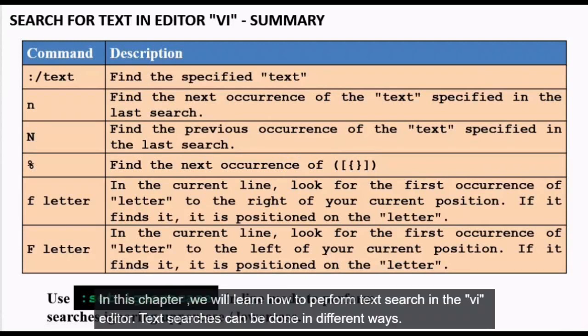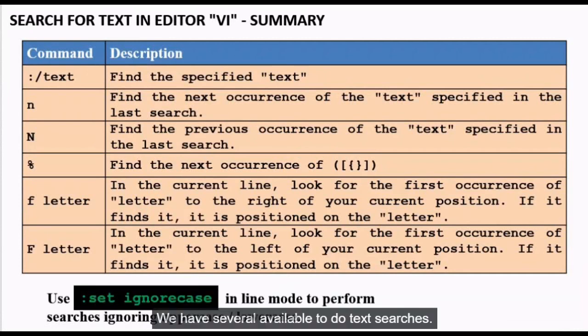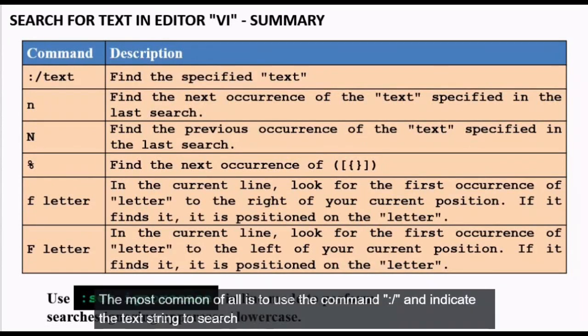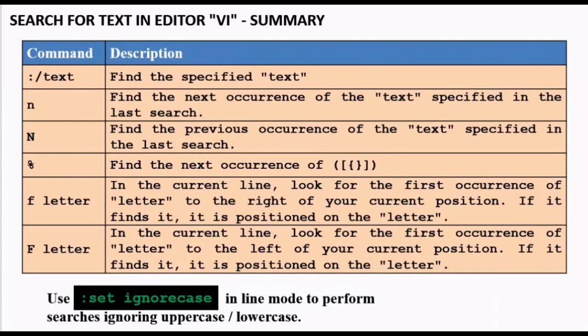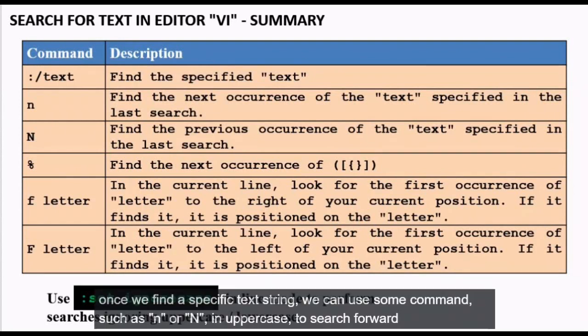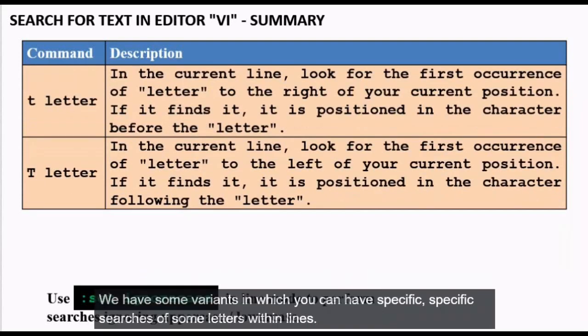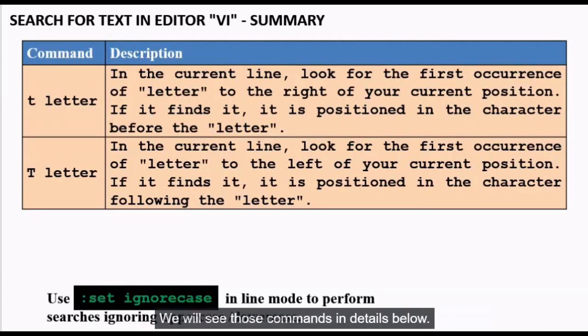In this chapter, we will learn how to perform text search in the vi editor. Text searches can be done in different ways. We have several commands available to do text searches. The most common of all is to use the / command, and indicate the text string to search. Once we find the specific text string, we can use some commands such as n or N in uppercase to search forward or backward. We have some variants in which you can do specific searches of some letters within lines. We will see those commands in detail below.